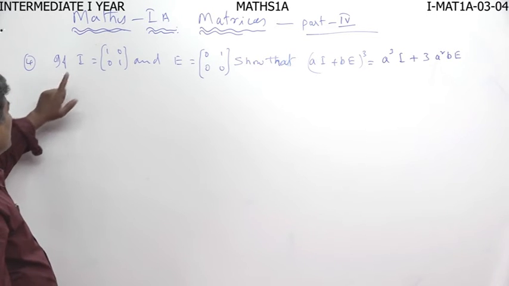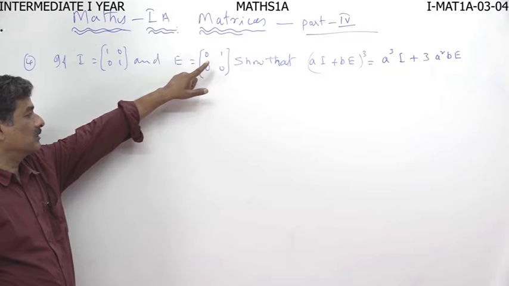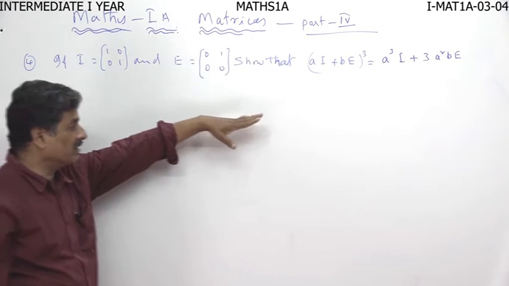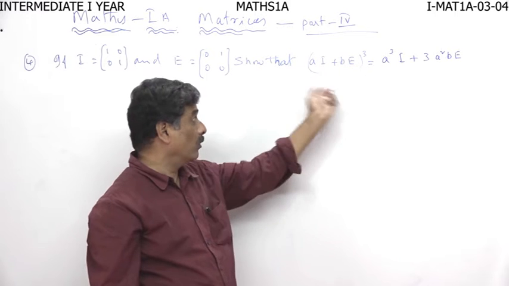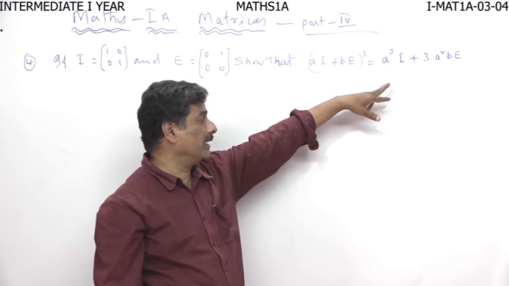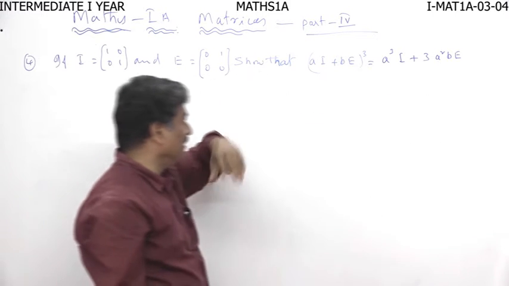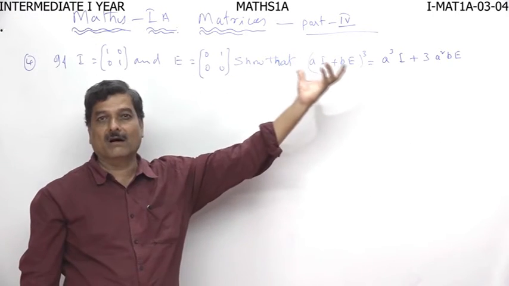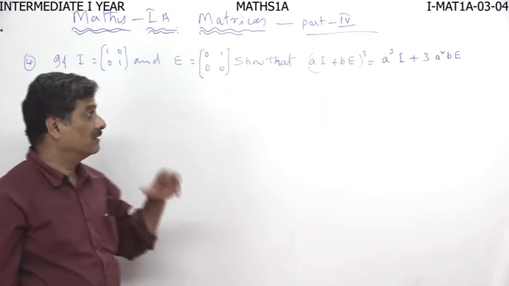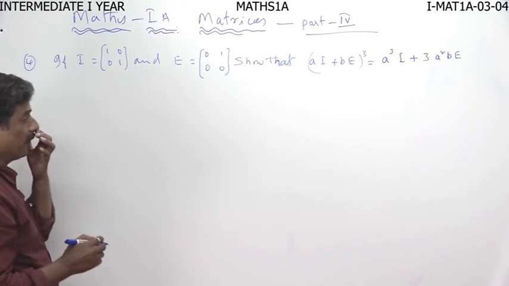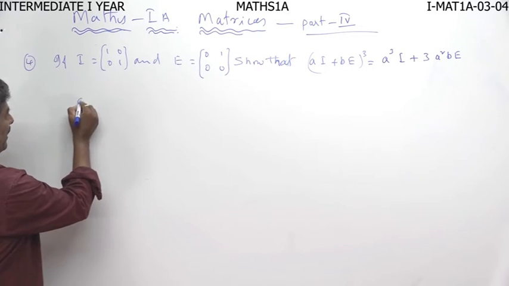This fourth problem: if I is equal to [[1,0],[0,1]] and E is equal to [[0,1],[0,0]], then show that (A·I + B·E)³ is equal to A³I + 3A²B·E. That means you have to show LHS is equal to RHS. It is one of the important problems for 4 marks.